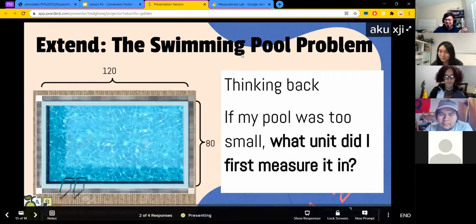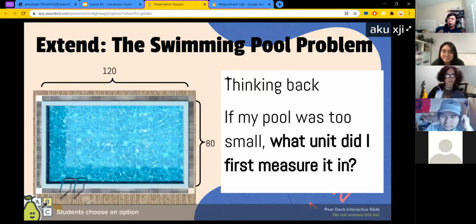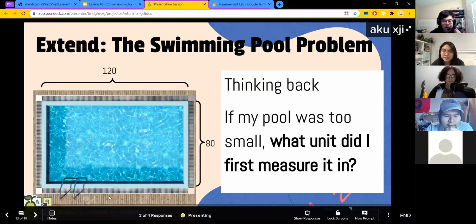Okay, so there should be a multiple choice. See if you guys are able to answer this. What unit did I measure it in? And it should tell you why I got the pool to be smaller. And it's okay if you don't know, just pick a random answer. I'll go over it in the next slide. One person still needs to answer.